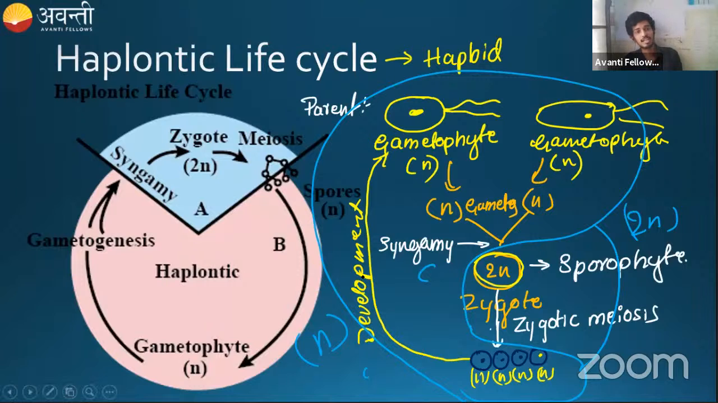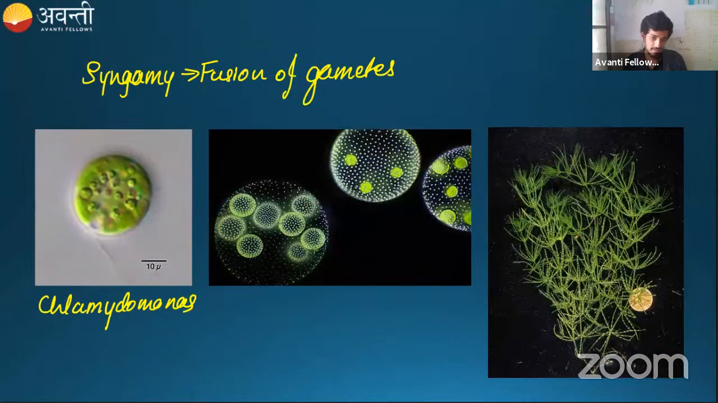Pavan, you are asking what dikaryon is. You forgot already. Di means two, karyon means nucleus. Having two nuclei within a single cell. Fertilization and syngamy are the same, but syngamy is the more appropriate term than fertilization. In fungi, correct. The second example we can go for is Volvox.